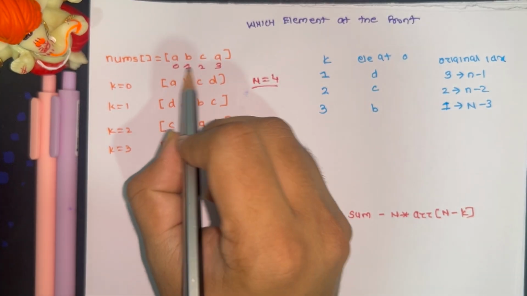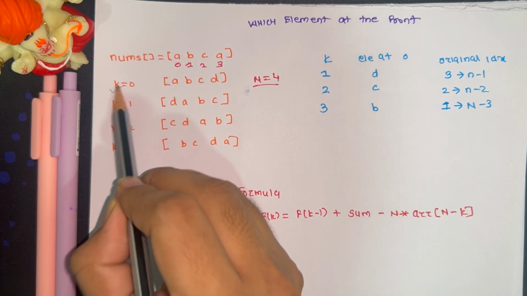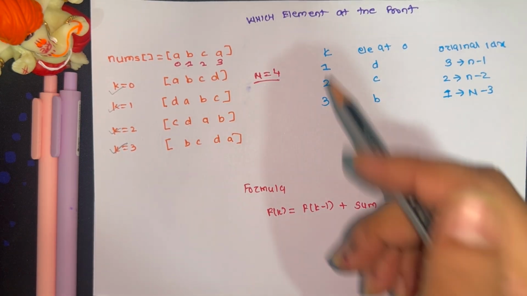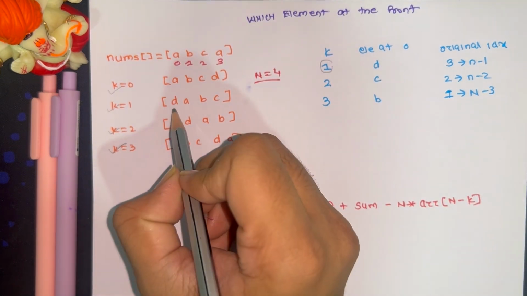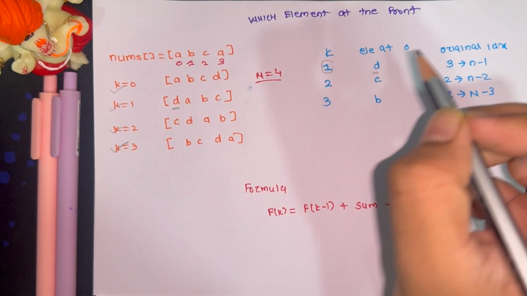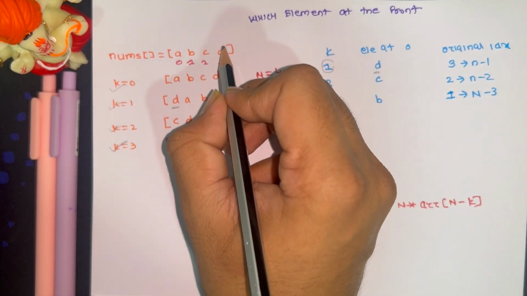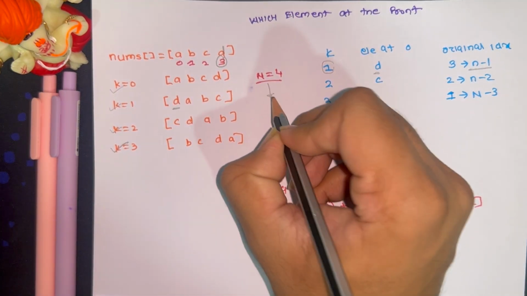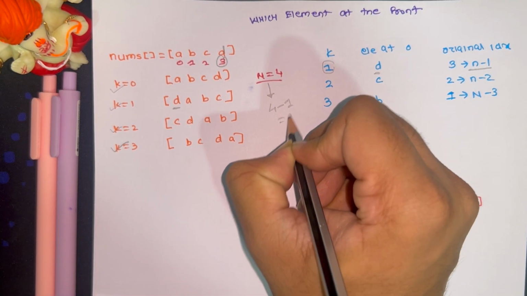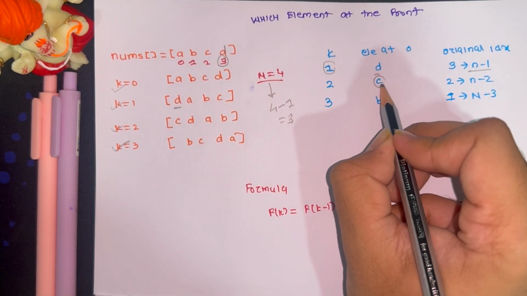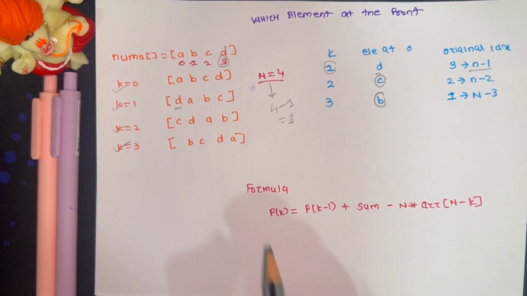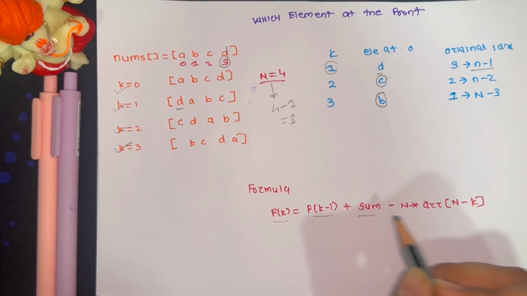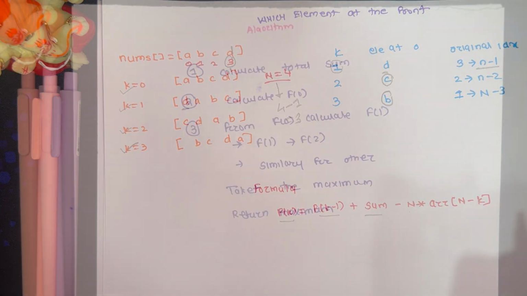So I have taken this array and written how it will look after each rotation. After the first rotation, the element at the start is d. The original index was 3, so we can get it by n minus 1, where n is 4, minus 1 equals 3. Similarly, you can check after the second and third rotations. Eventually the formula becomes f of k equal to f of k minus 1 plus sum minus n into arr of n minus k.